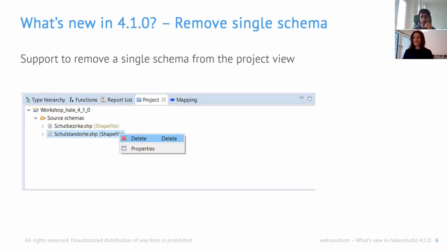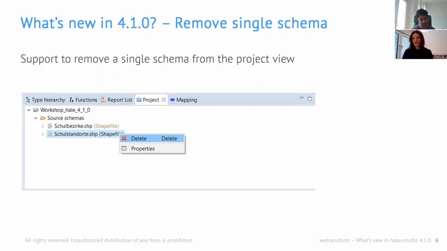You can simply, when you're in Hale Studio, navigate to the project view, which is shown here, then click on the schema, and you will have the option to delete it, and that will remove it from your project.